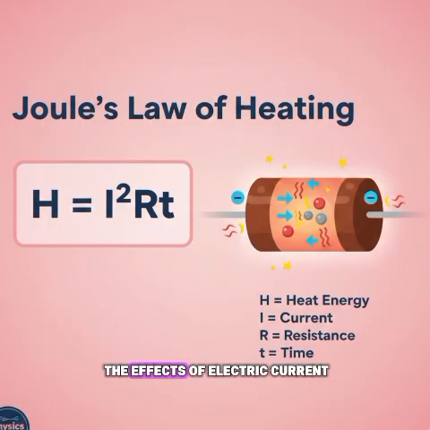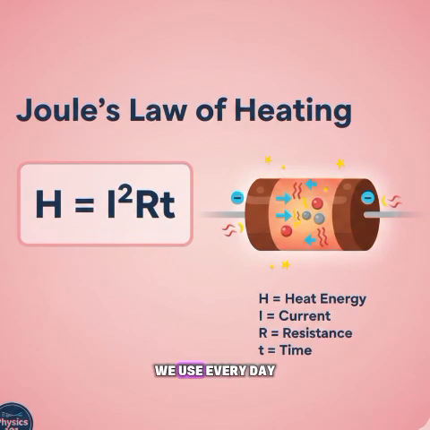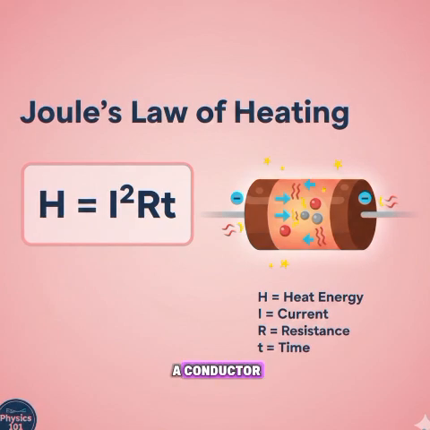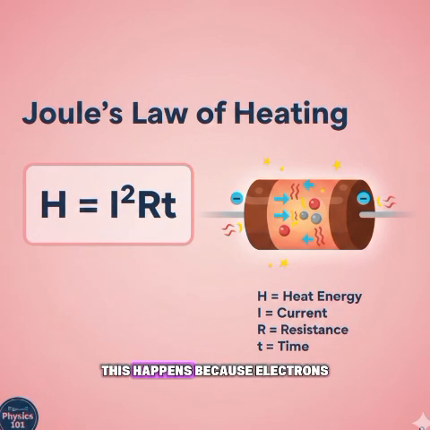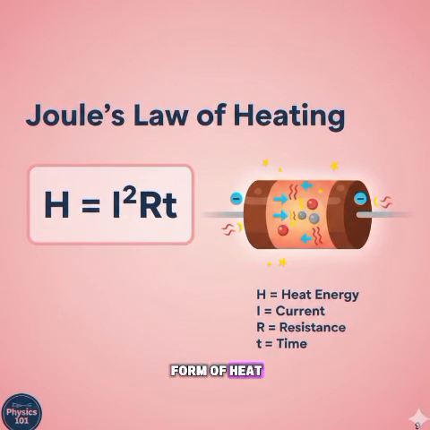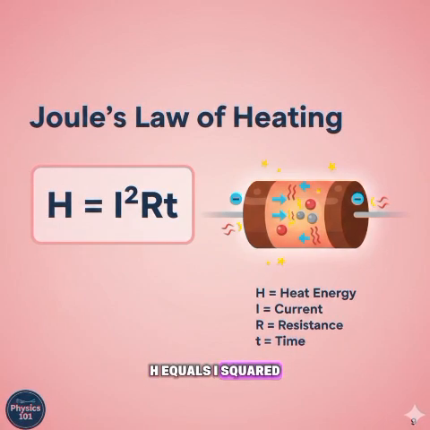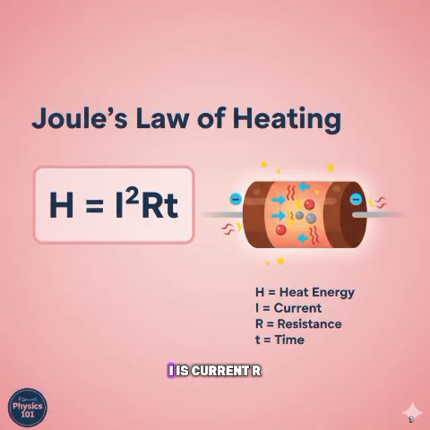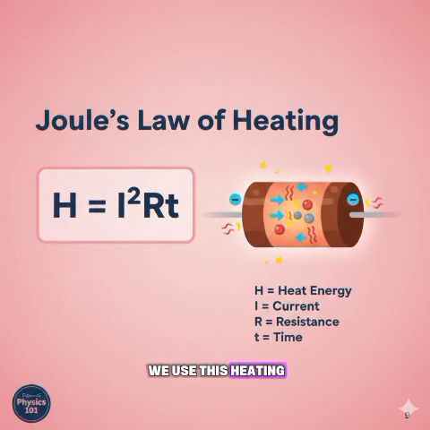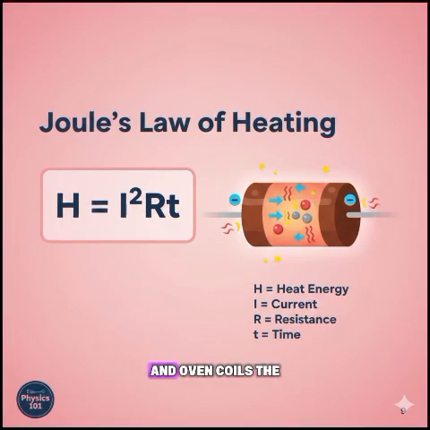Now let's move to the effects of electric current. These are very important because they are the basis of most electrical appliances we use every day. The first effect is the heating effect. When current passes through a conductor, it produces heat. This happens because electrons collide with the atoms of the conductor, producing energy in the form of heat. The heat produced can be calculated using Joule's law, H equals I squared RT, where H is heat, I is current, R is resistance, and T is time. We use this heating effect in electric irons, heaters, bulbs, toasters, and oven coils.